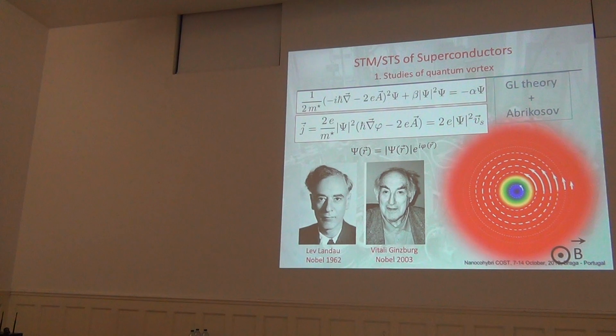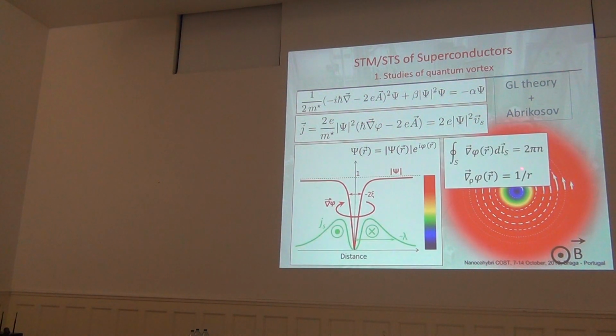It can study quantum vortices in a different manner. In Ginzburg-Landau theory, the vortices are singularities of the wave function, and they are 2π singularities of the wave function. So the gradient of the wave function diverges as 1 over r, where r is the distance to the vortex core. As a result, the order parameter goes to 0. So there is one singular point in which superconductivity is fully suppressed.